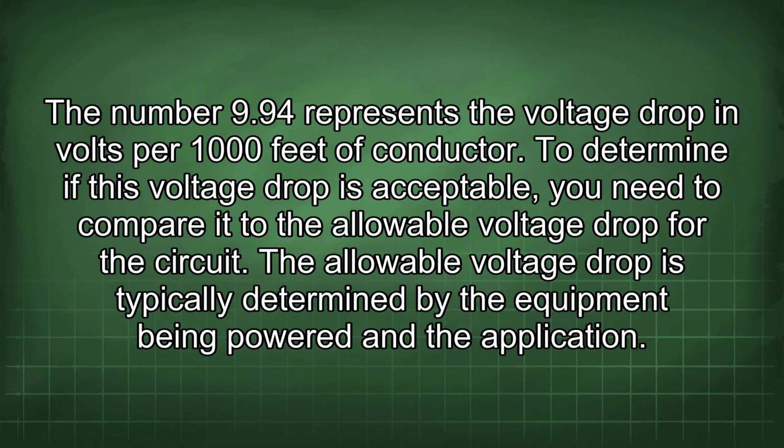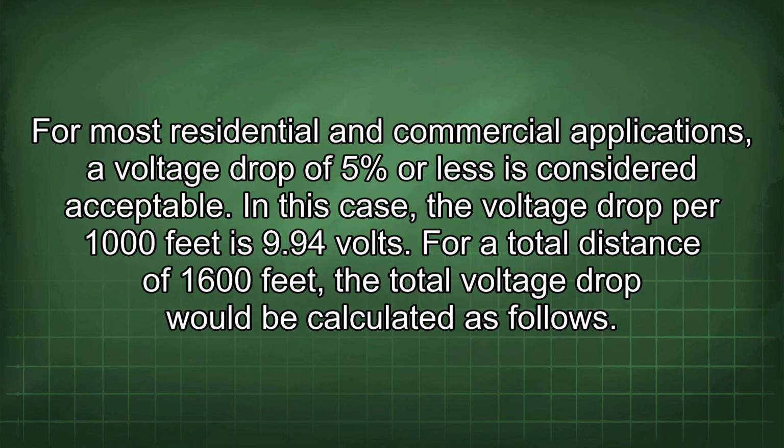The number 9.94 represents the voltage drop in volts per 1000 feet of conductor. To determine if this voltage drop is acceptable, you need to compare it to the allowable voltage drop for the circuit. The allowable voltage drop is typically determined by the equipment being powered and the application. For most residential and commercial applications, a voltage drop of 5% or less is considered acceptable.